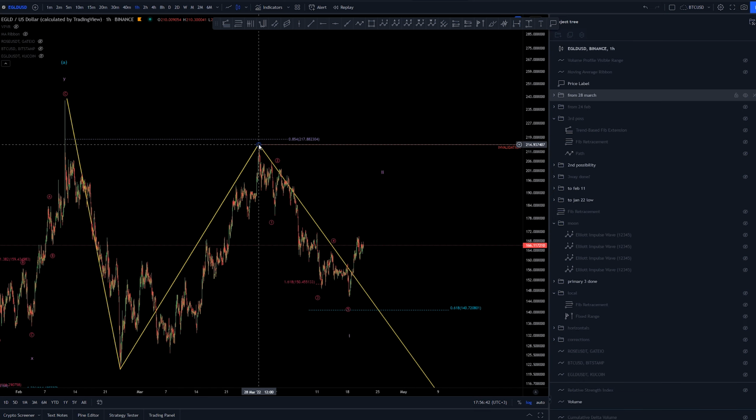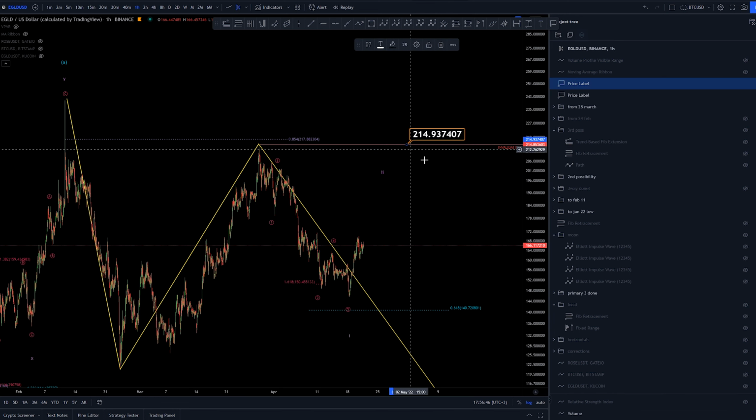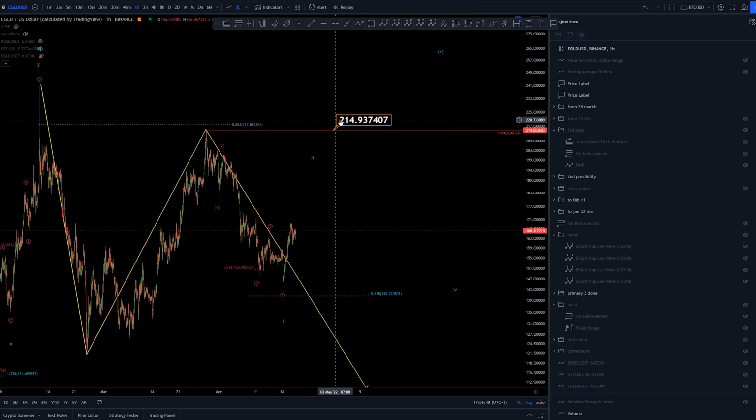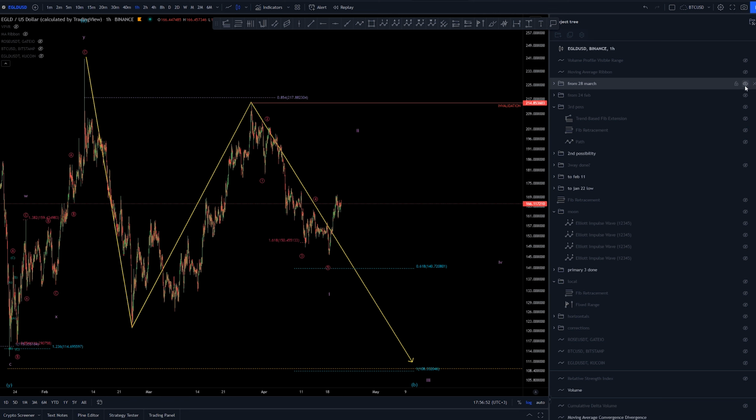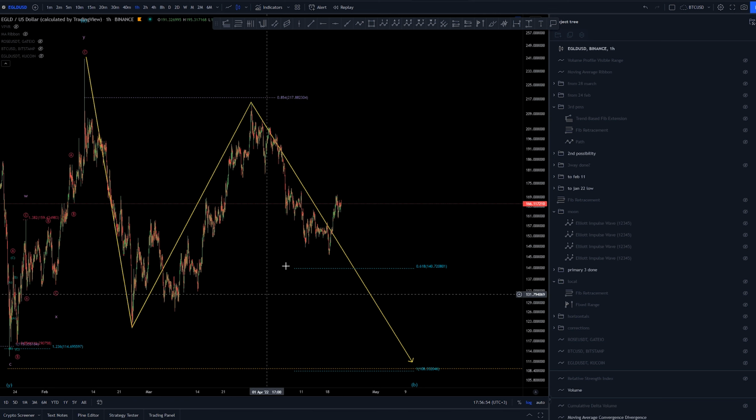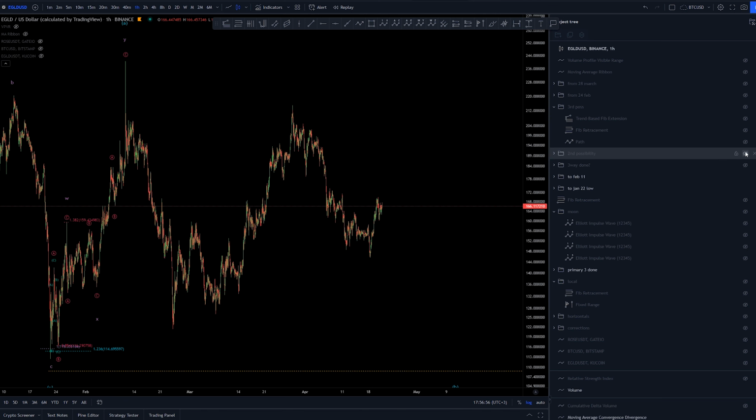The invalidation is here at the highs of 28th of March, around $214. Anywhere higher than that, this count gets invalidated. Yeah, and that is the second possibility.